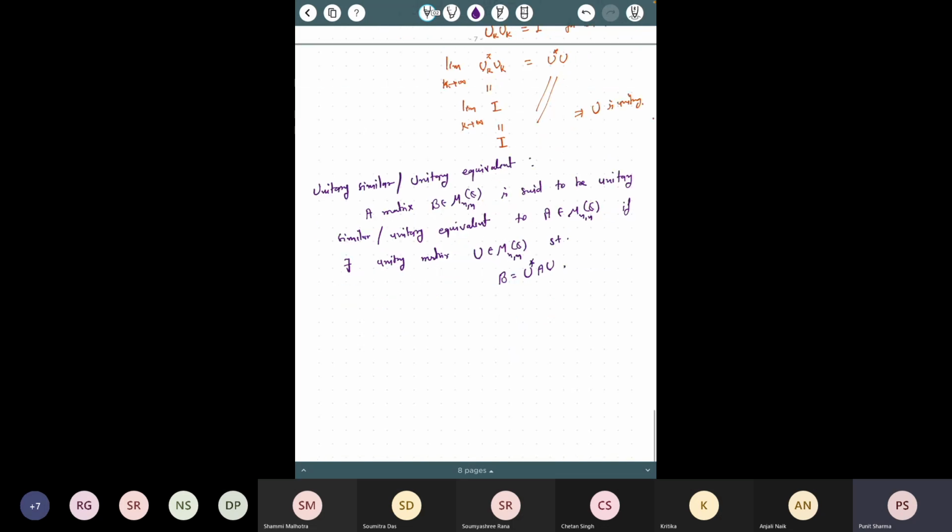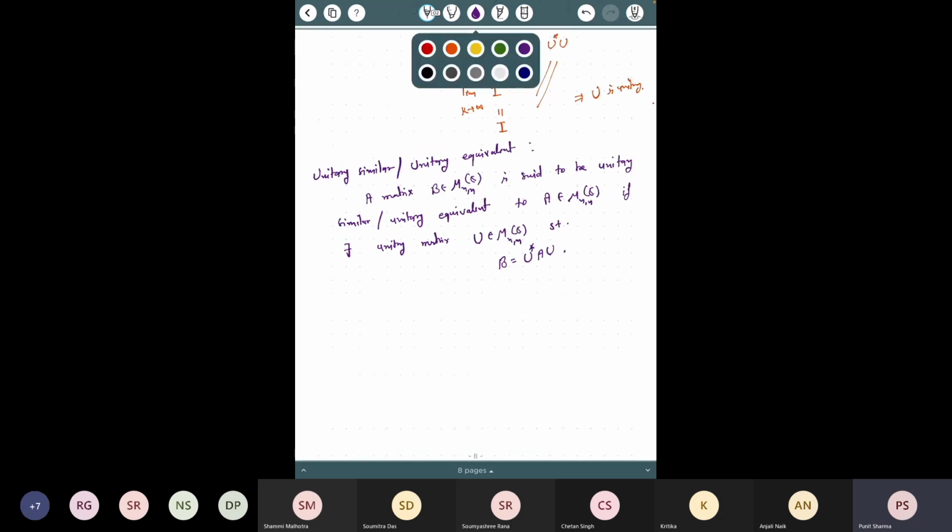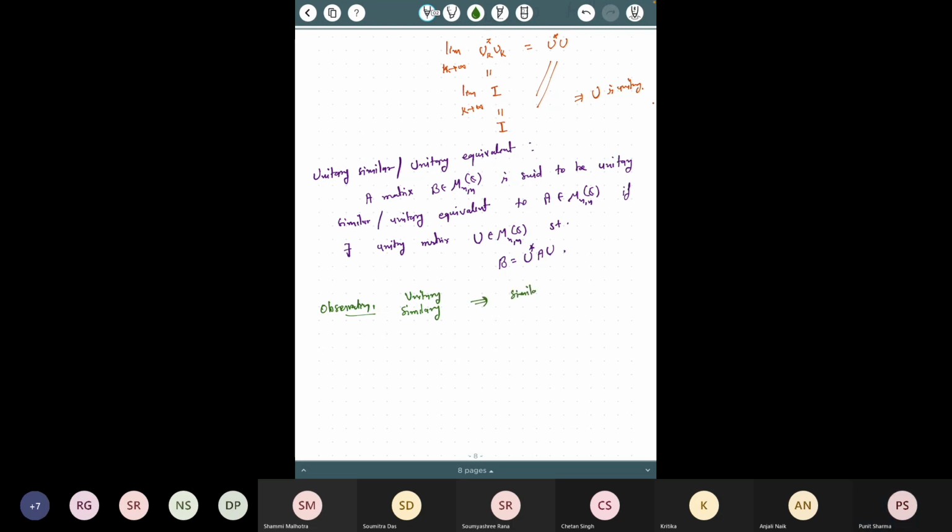But let me just tell you one thing here. Clearly, via this definition, unitarily similar implies similar. So if two matrices are unitarily similar, then they are similar also. But the converse is not true. This is not true in general.